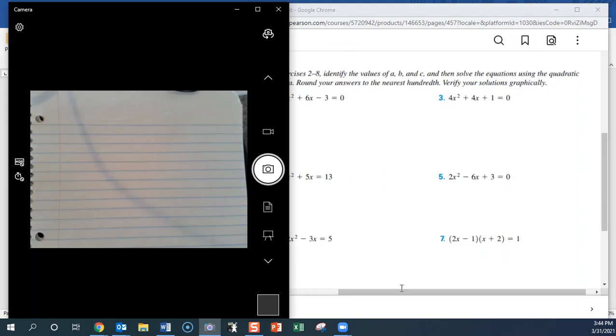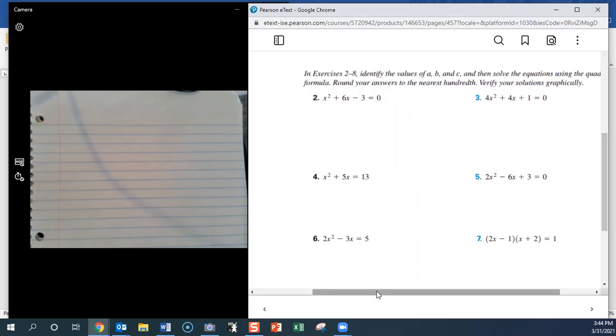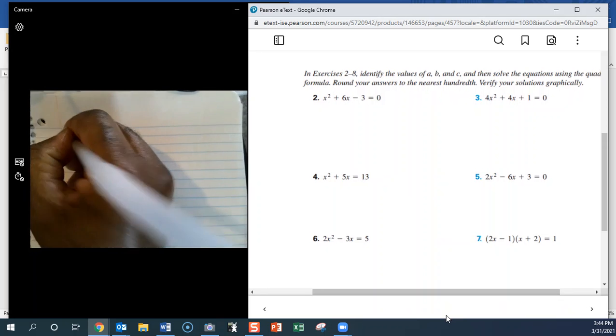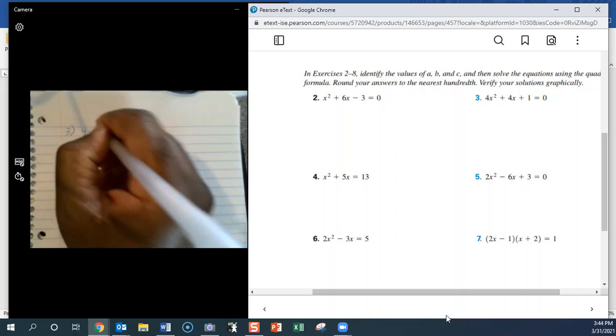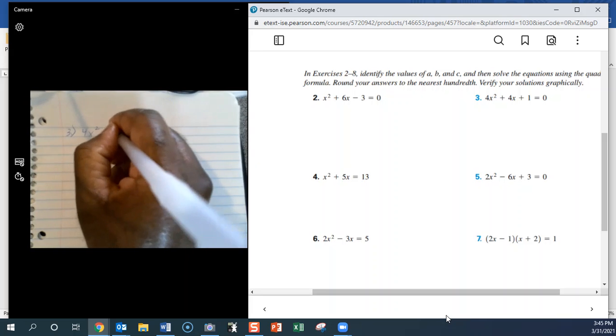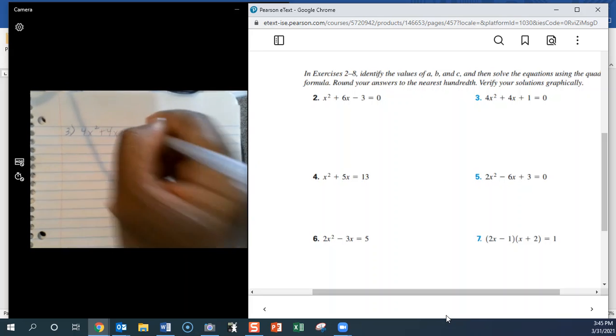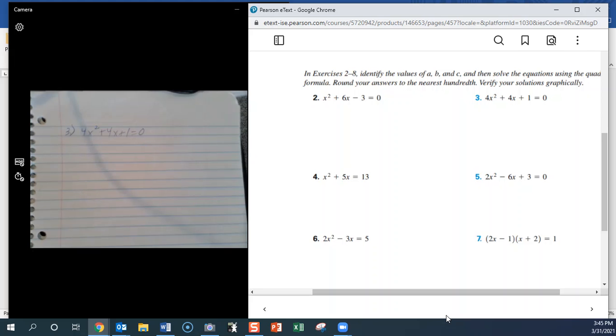All right, so we're on page 433. And now we're going to start with problem number 3. Problem number 3, we have 4x squared plus 4x plus 1 equals 0. Now it says identify the values a, b, and c, and then solve the equation using the quadratic formula. Round your answers to the nearest hundredth.